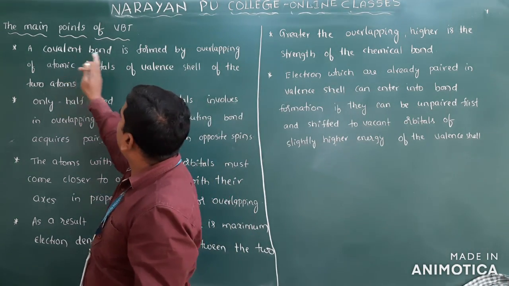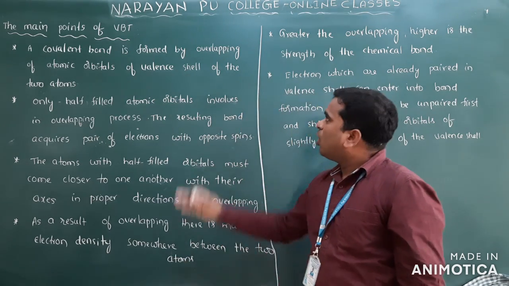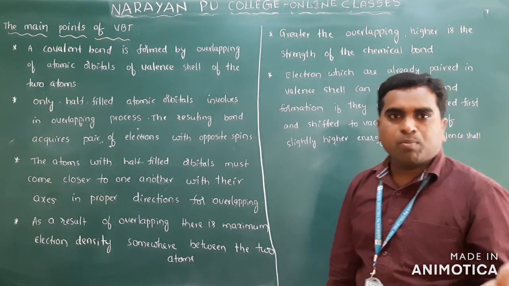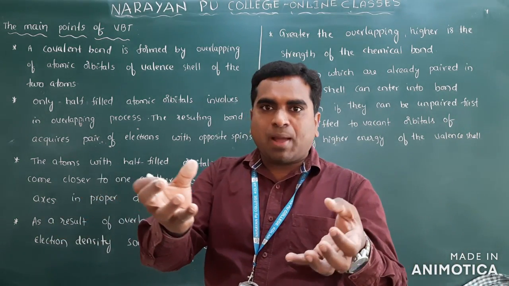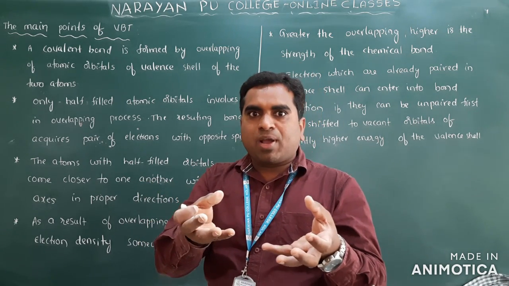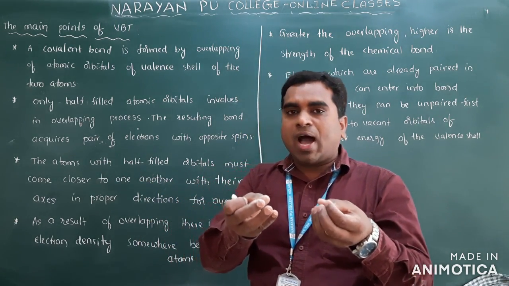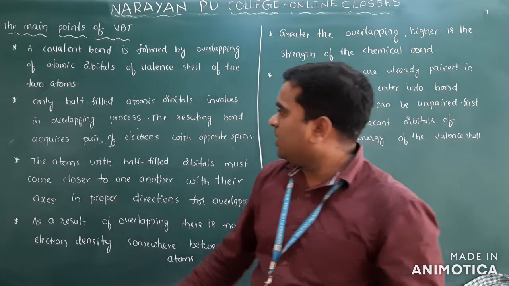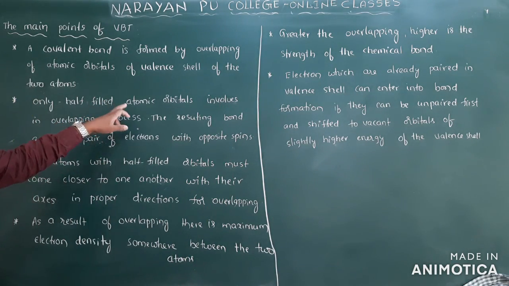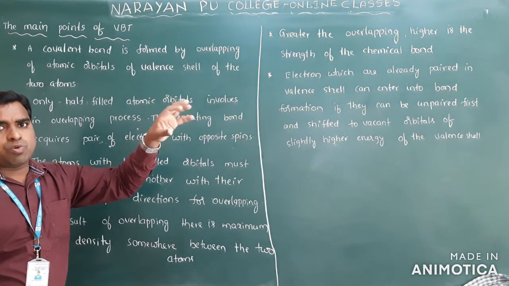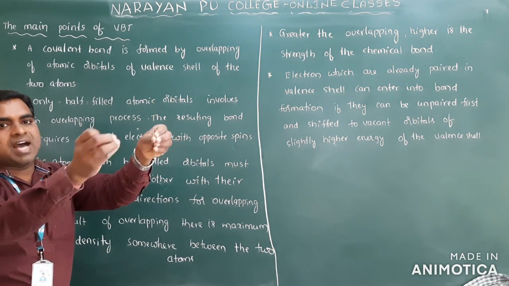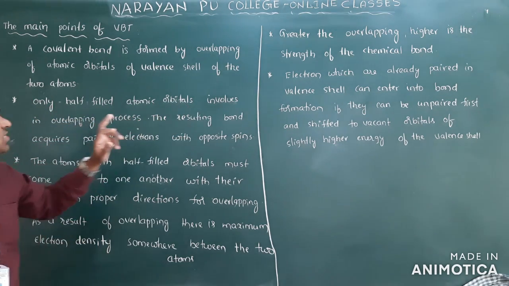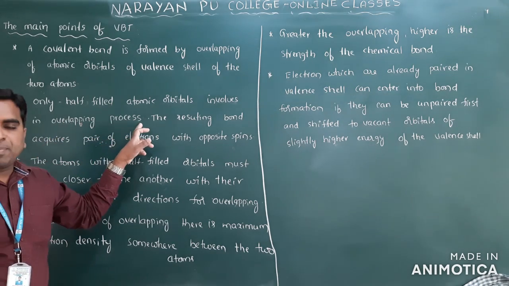So what does the VBT theory mean? According to this theory, a covalent bond is formed by overlapping of atomic orbitals of the valence shell of two atoms. I already said a covalent bond is formed due to overlapping of orbitals. That overlapping orbital should be a half-filled orbital with opposite spin of electrons. Clear? So that is only half-filled atomic orbitals. Which orbitals are involved in the overlapping? These half-filled atomic orbitals are involved in the overlapping process.